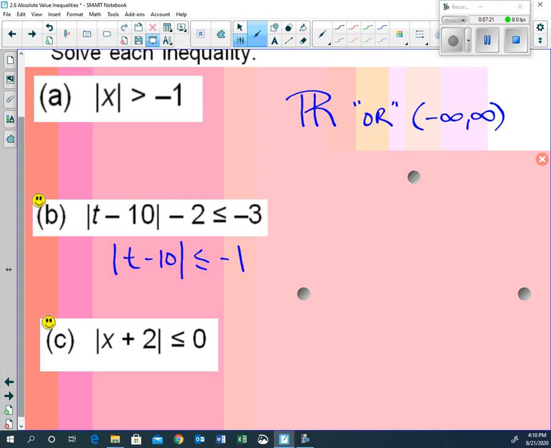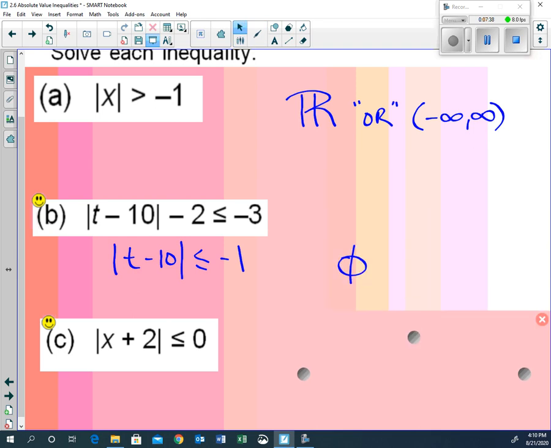Now, up on A, when it was absolute value is greater than -1, that's all the time. But here in B, when it says absolute value of something is less than or equal to -1, well, it's never going to be negative. And so this is that case where we look at it and say, no solution, all right? And absolute value will never equal a negative. It will never be less than a negative, all right?